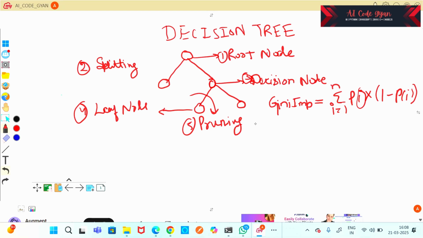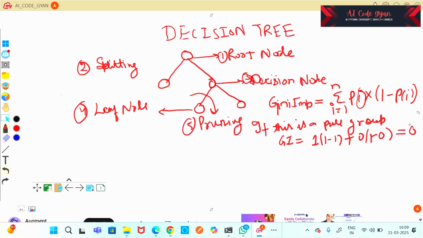So what this means is, if this is a pure group, the Gini impurity will be equal to 0. And if it's a mixed group, Gini impurity would be equal to 0.5.